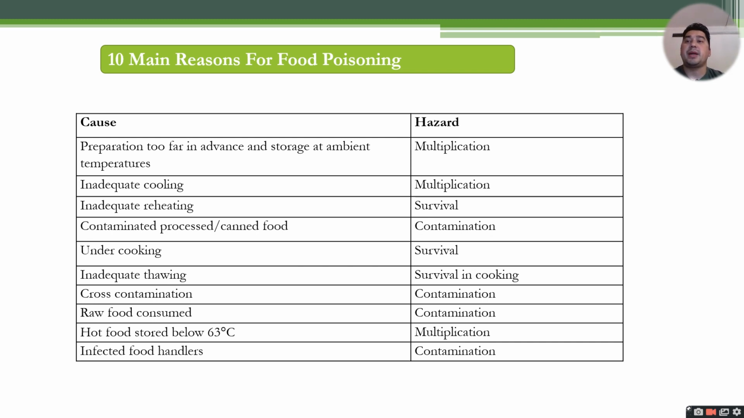Cross contamination: bacteria will transfer. And raw food consumed. If you consume raw food, what will happen? Bacteria will get inside your body. Raw food stored below 63 degrees Celsius, so the bacteria will multiply again. And infected food handlers, contamination. If the food handlers are contaminated, they are not washing their hands, they are not maintaining personal hygiene, so what will happen? Bacteria will be transferred from their hands, from their bodies, from their uniforms, and certain other things to the food items. So these are the 10 main reasons that can cause food poisoning.